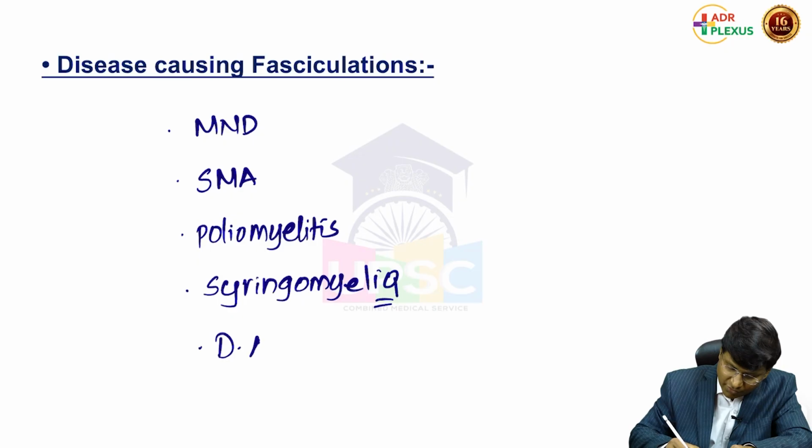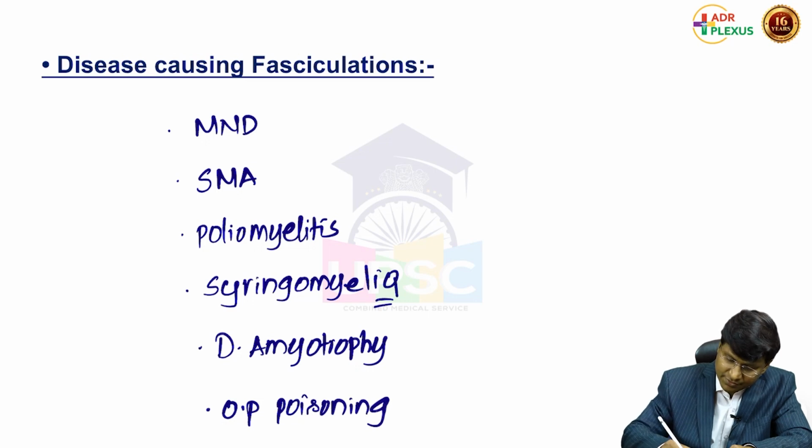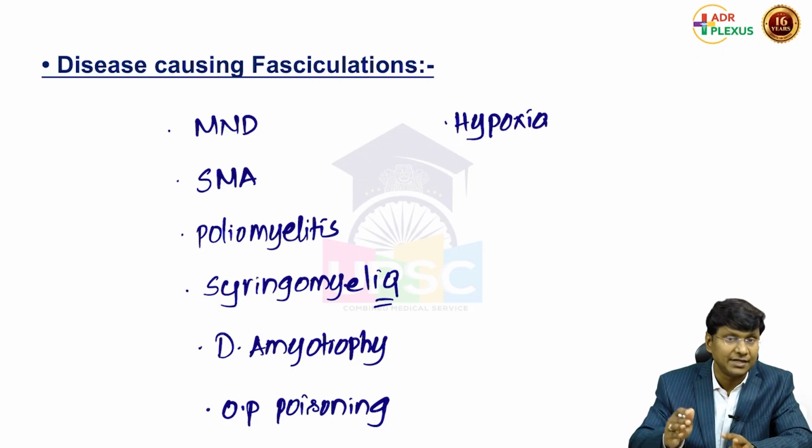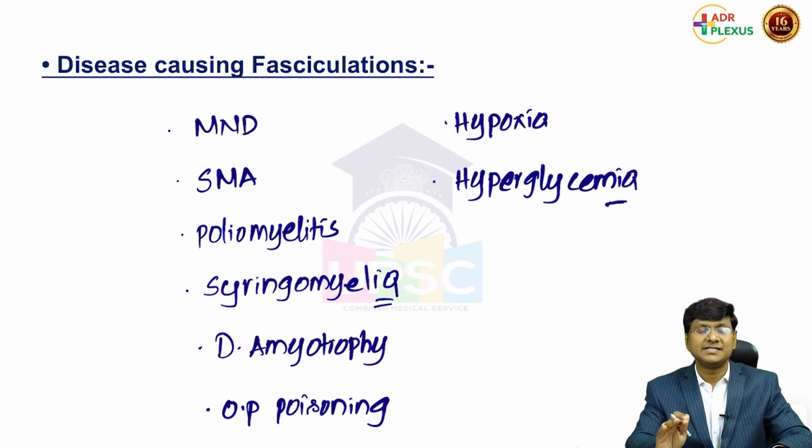Then even in case of diabetic amyotrophy, there will be fasciculations. And a very important poisoning, that is the organophosphorus poisoning, there will be presence of fasciculations. Then in case of hypoxia, you will have fasciculations. Then in cases of hyperglycemia, there will be presence of fasciculations. So these are the various diseases that will be causing fasciculations.